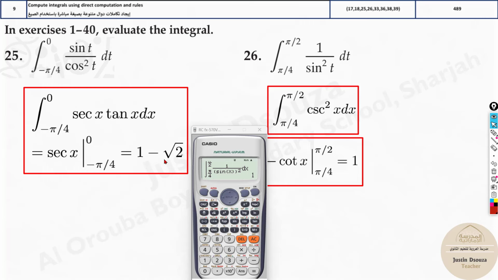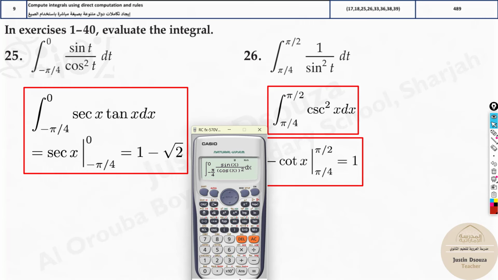Now what happens over here? Let's do the left side one as well. The same thing, integral. Here you need to use the fraction symbol. It's sine x, close the bracket, divided by cos square x. Open the bracket, you need to put cos x, and again close the bracket and square it up. And what are the limits? It's negative pi by 4, so it's pi divided by 4, and until 0. So here it will be 0.